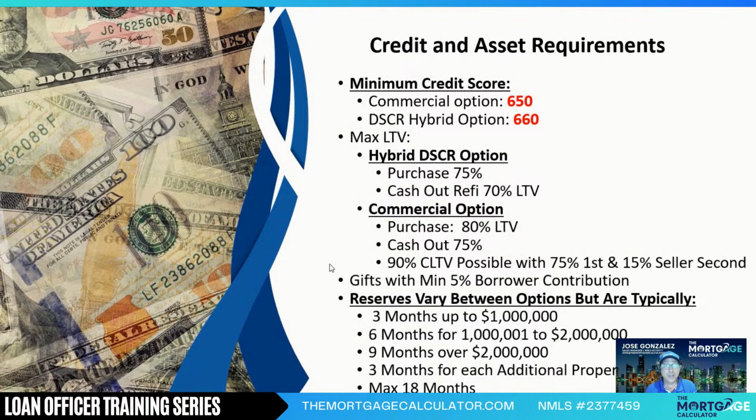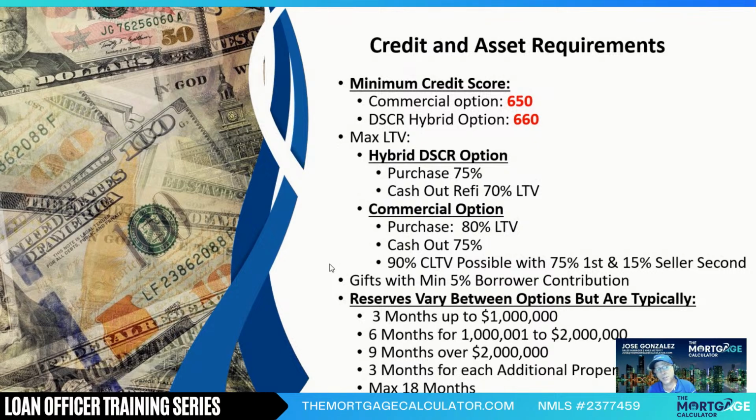Now, for maximum LTV, our hybrid DSCR option is maxed at 75% for a purchase and 70% LTV for a cash out. Now, keep in mind, obviously, our hybrid DSCR option is going to be a little bit more relaxed than the commercial option, except for the LTV, right? And the credit score being a little bit lower. But the fact of the no zip code situation that we don't have to take into consideration, that's a big one, which adds some additional risk to the file, hence the lower loan to value of 75 on the purchase and 70% on the cash out for the hybrid.